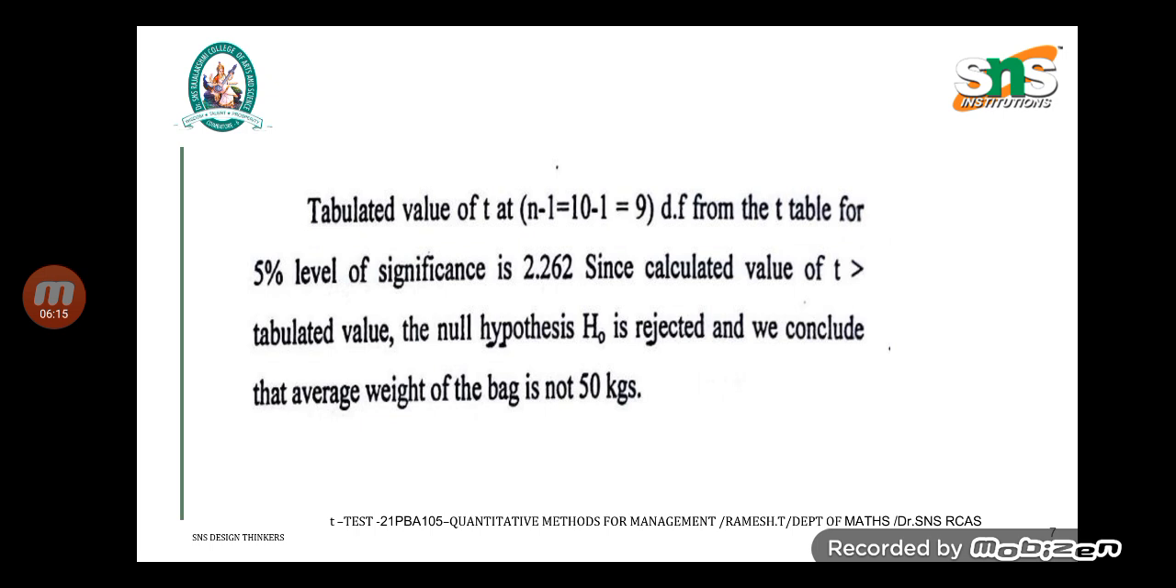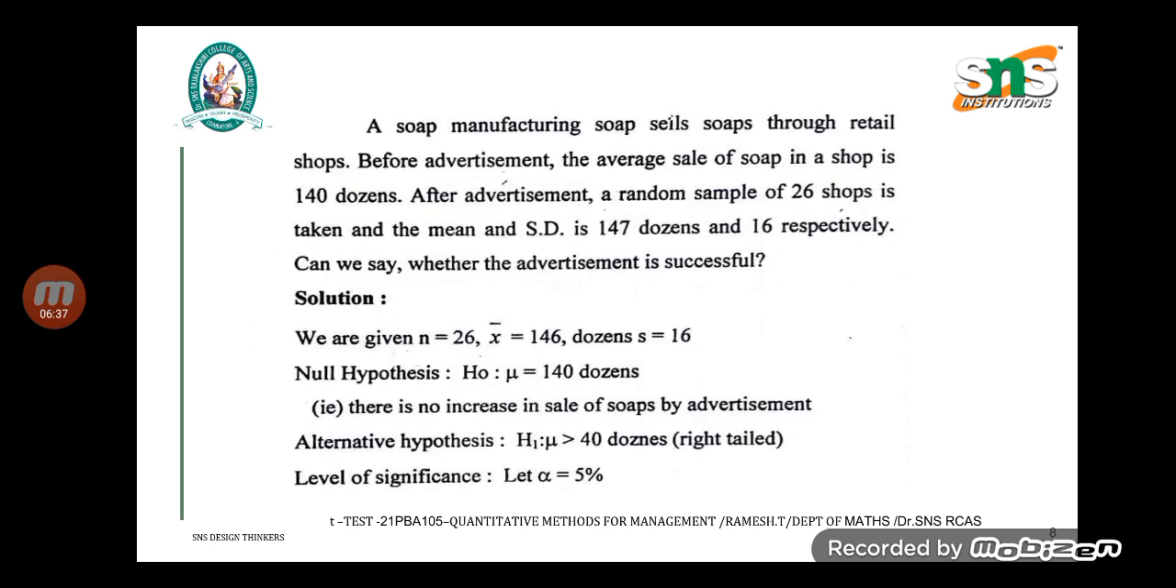If the calculated value is always less than the table value, then we accept the H naught. But in this situation here, the t value is greater than the table value. So we reject the H naught. That means we conclude that the average weight of the bags is not 50 kilograms.